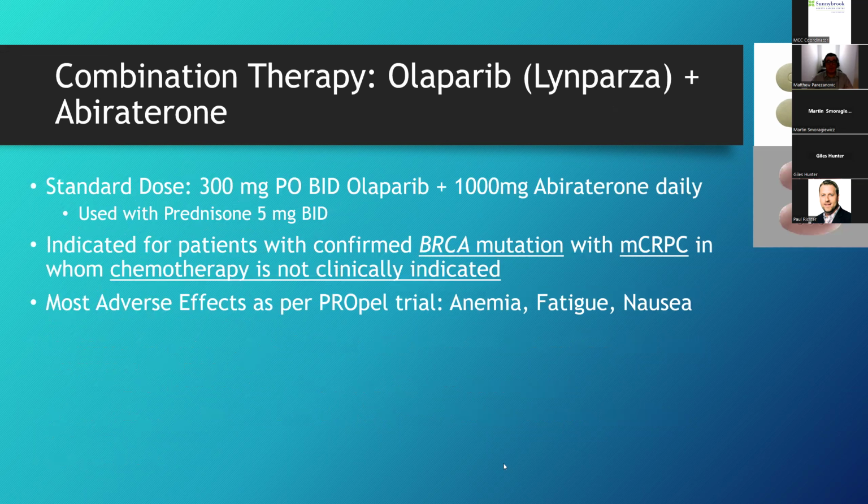Olaparib is now also being used in combination with abiraterone. So the standard dose of olaparib applies, plus the standard dose of abiraterone. Prednisone must also be taken in its standard dosing of 5 milligrams BID. This is indicated for patients with confirmed BRCA mutation with metastatic castrate-resistant prostate cancer, for whom chemotherapy is not clinically indicated. I'd like to point out that ATM is not included in the indication for combination treatment. The most common adverse effects from the PROPEL trial are anemia, fatigue, and nausea, similar to what I already stated.